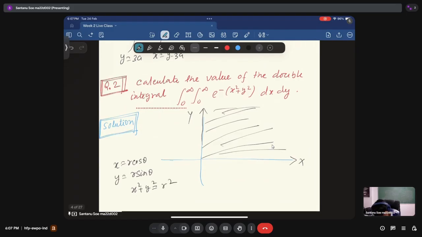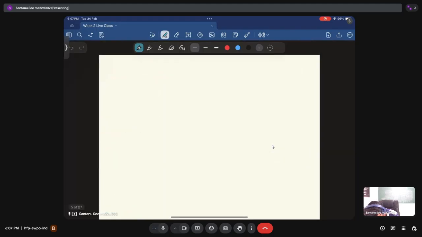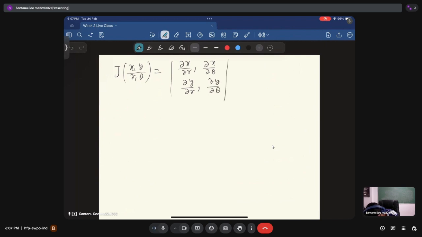Okay, now since we are doing change of variables here, we know that we have to compute the Jacobian, correct? So what is the Jacobian? Now the Jacobian is given by J(x,y) by (r,theta). So this is computed like this: del x del r, del x del theta, del y del r, del y del theta, right?